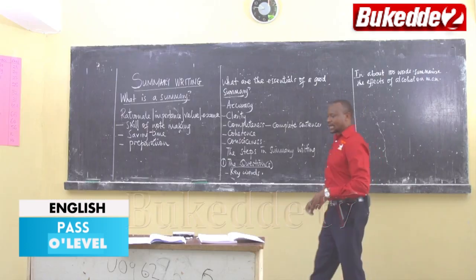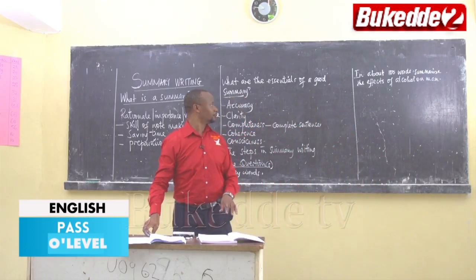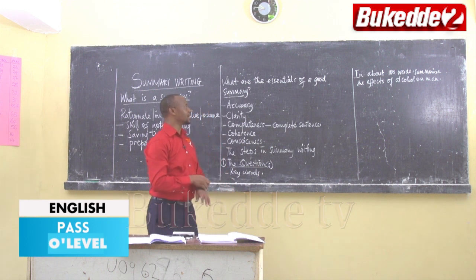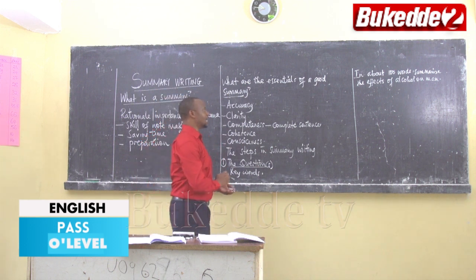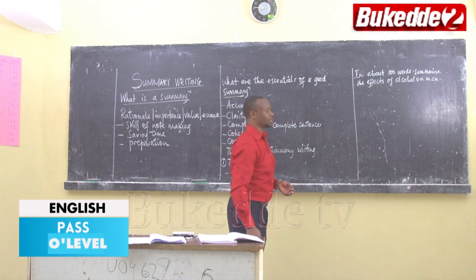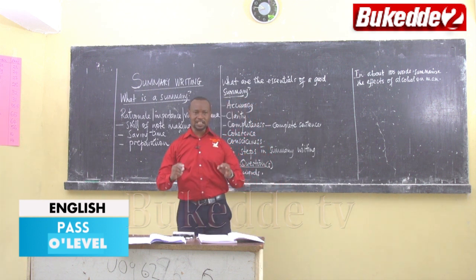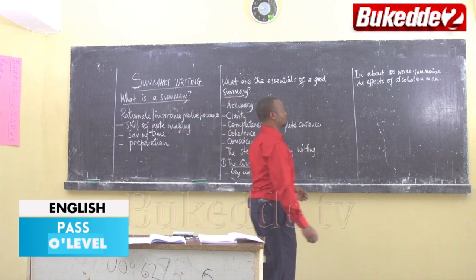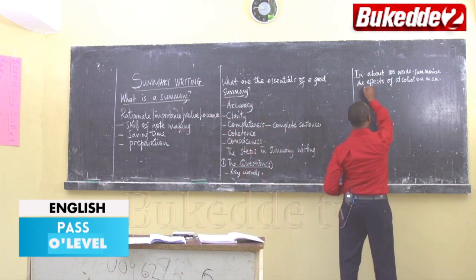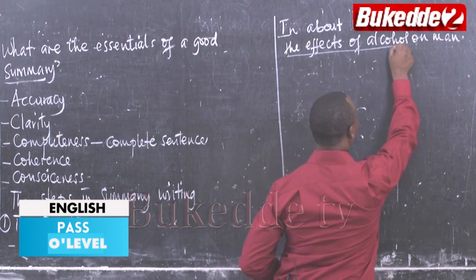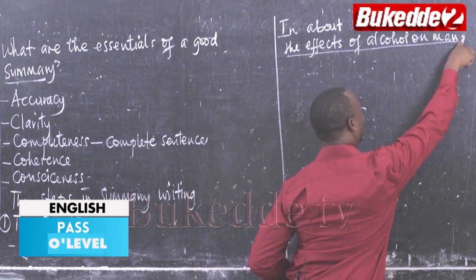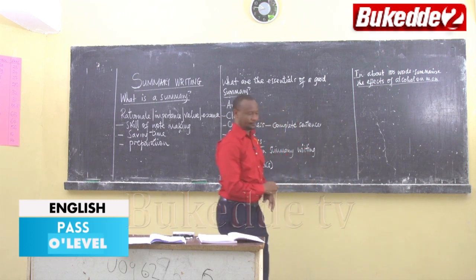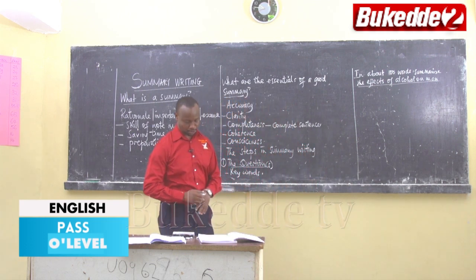Now, friends, when you look at that question, you need to pick out the key words. What are the essential aspects in that question? Because if you don't understand the aspects in the question, you are not going to look for the correct information. So we are going to look for the effects of alcohol on man. And that will give us our title.